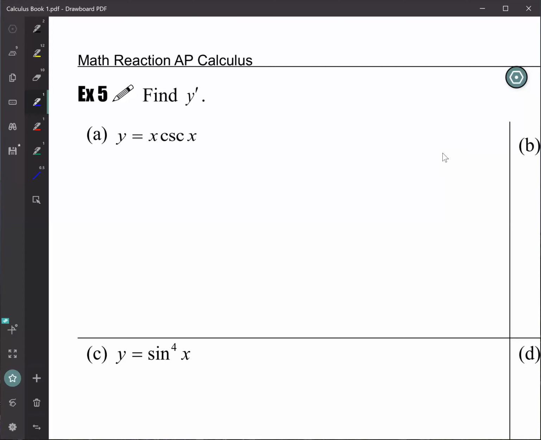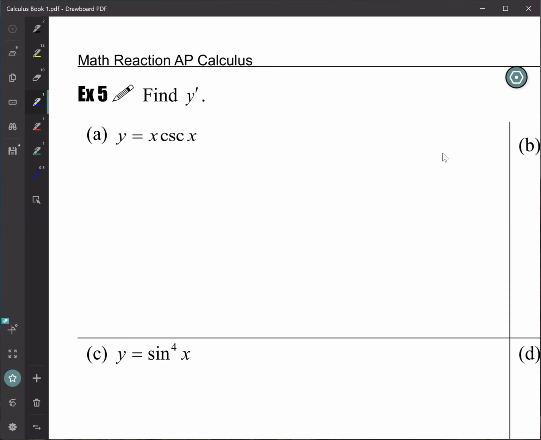Yep. Joan, your turn. Sine prime, cosine, cosine prime, sine, tangent prime, secant squared, secant prime, secant cotangent. No. Oh, secant tangent. Sorry. Cotangent prime, negative cosecant squared, and cosecant prime, negative cosecant cotangent. Okay. Very good. Emily, are you ready?